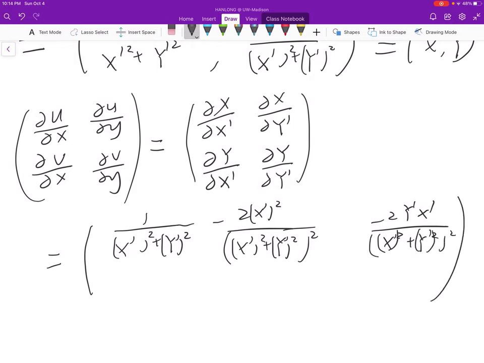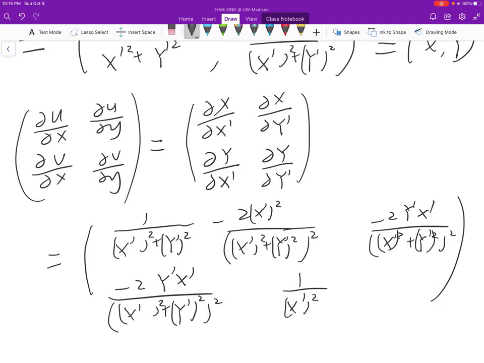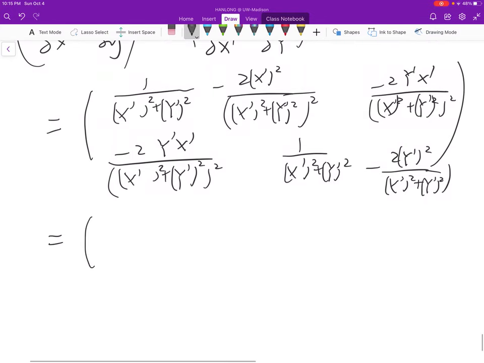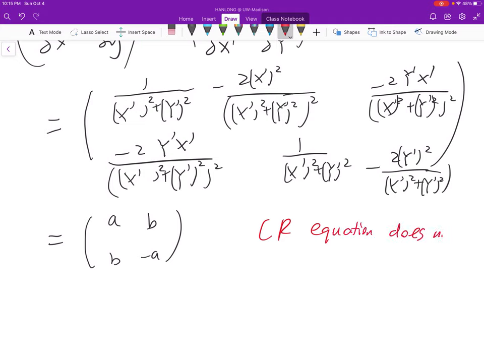Square and here minus 2y prime, x prime square plus y prime square, square 1 over x prime square plus y prime square, minus 2y prime square, x prime square plus y prime square. But then you look at it, you find it has the form of a negative a b, b a. The CR equation, Cauchy-Riemann equation, does not hold.